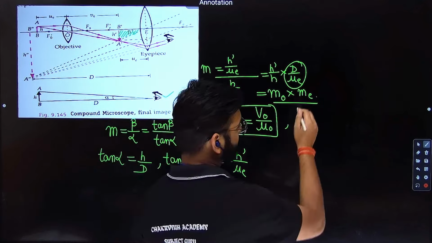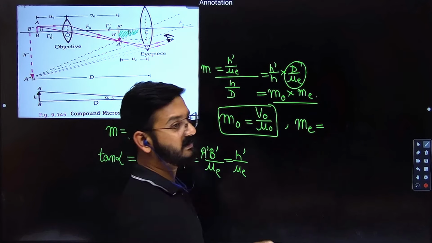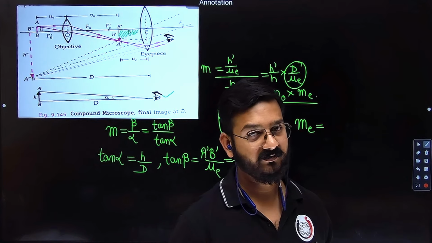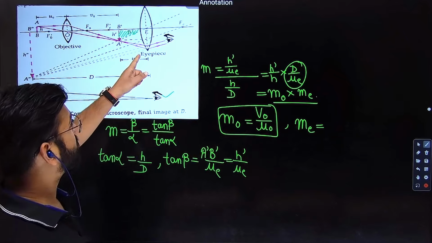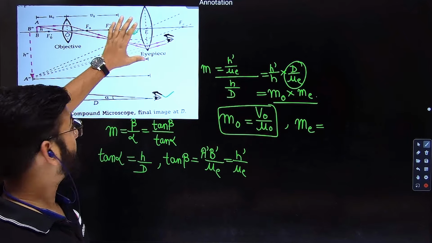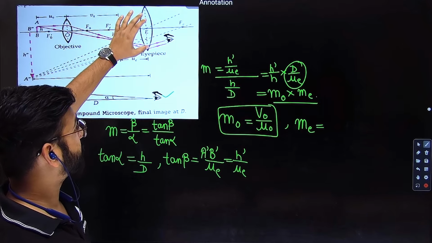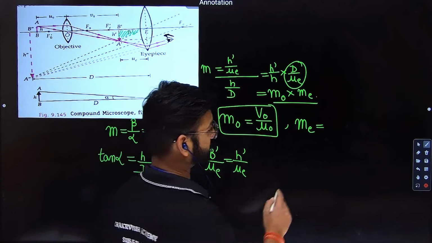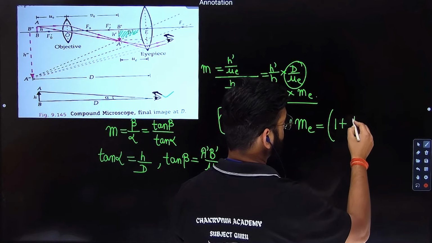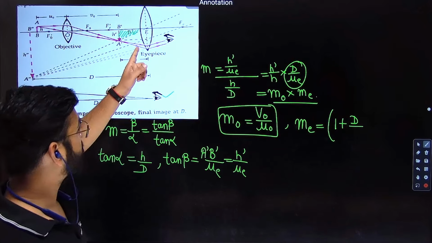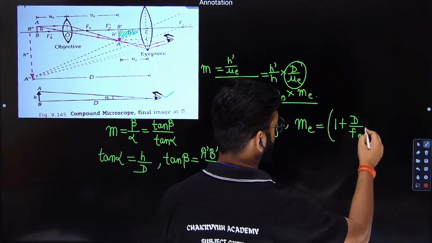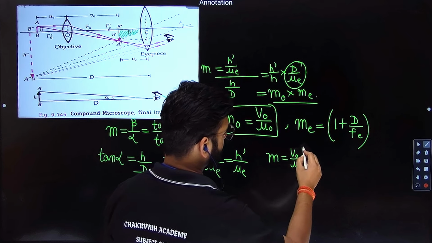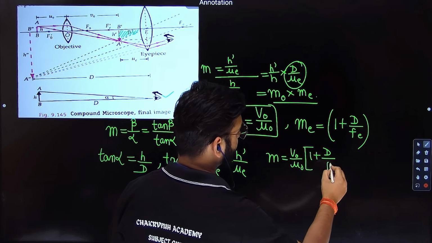Let's modify the expression of ME. If you remember in the simple microscope, what we discussed, that the magnifying power of a simple microscope is 1 plus D by F. So this eyepiece will work as a simple microscope. Once this image is in front of this eyepiece, this image will work as an object for this. So what is the magnification of a simple microscope? 1 plus D by F. You will write the focal length of what? Eyepiece. So D by Fe. So what is the final magnifying power now? V naught by U naught into 1 plus D by Fe.